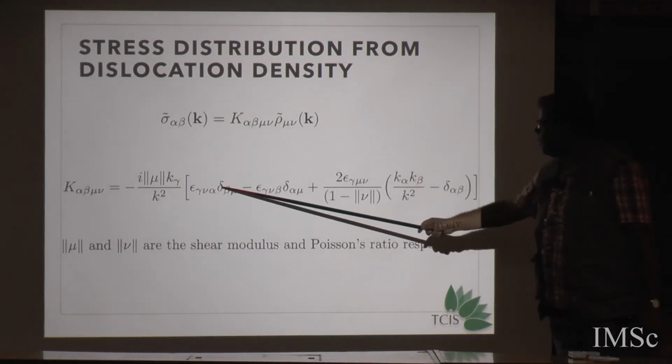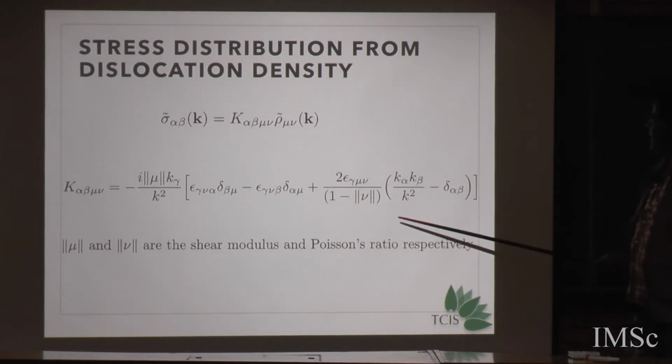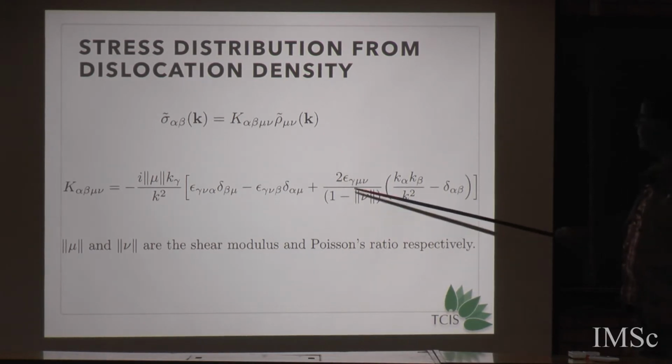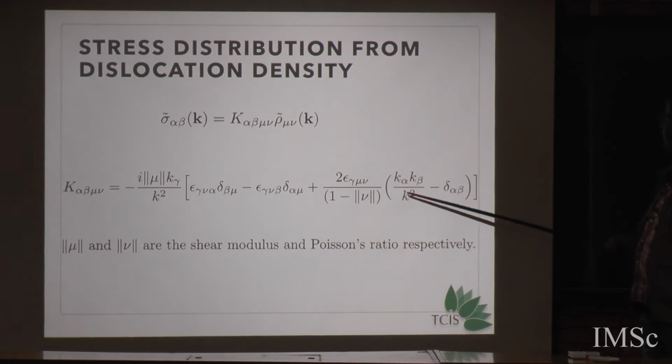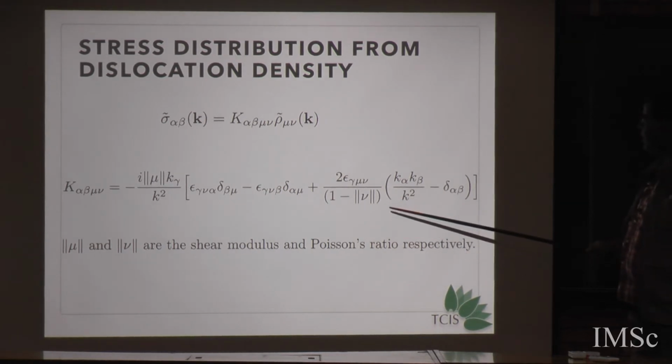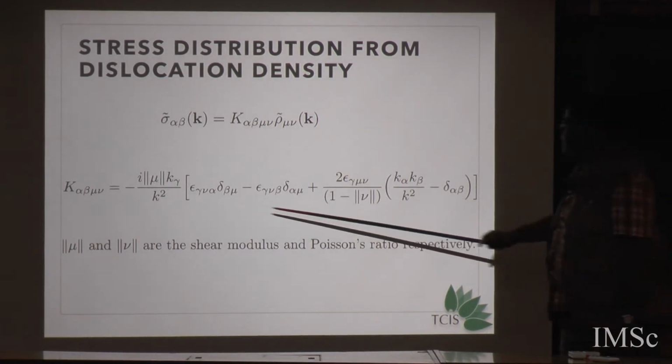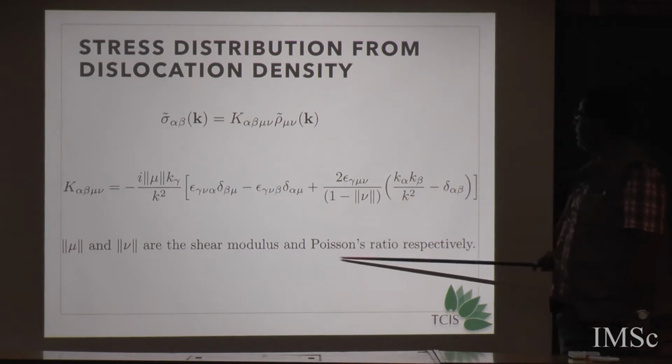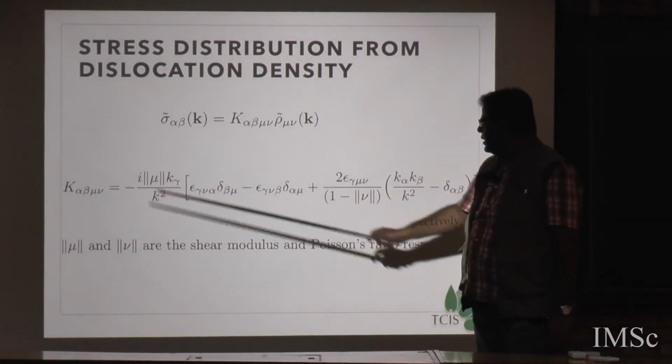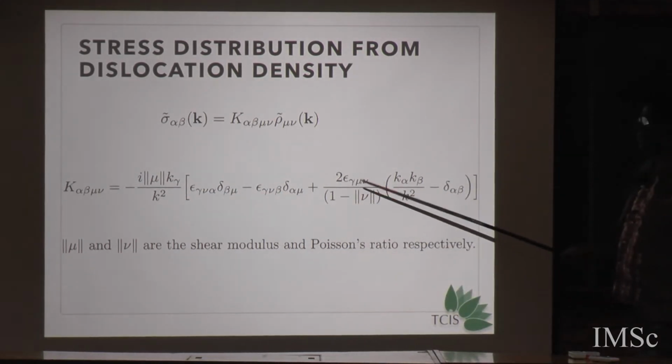So there are Kronecker deltas here, and there is this antisymmetric tensor here. These are the Fourier components, and the elasticity goes in these two quantities, where this is the shear modulus and this is the Poisson ratio.